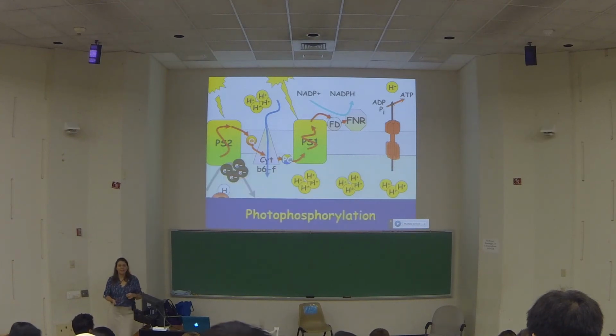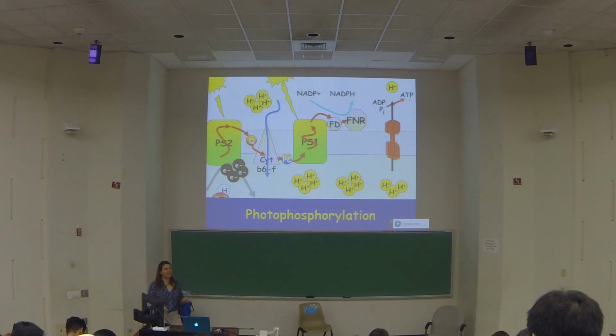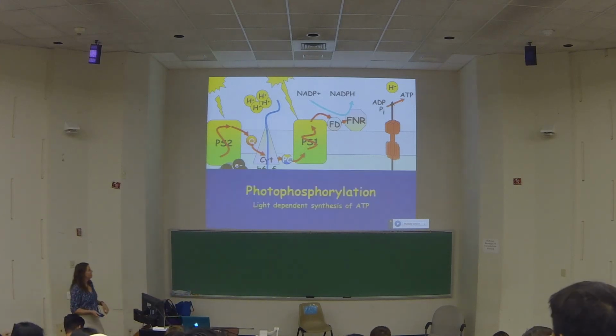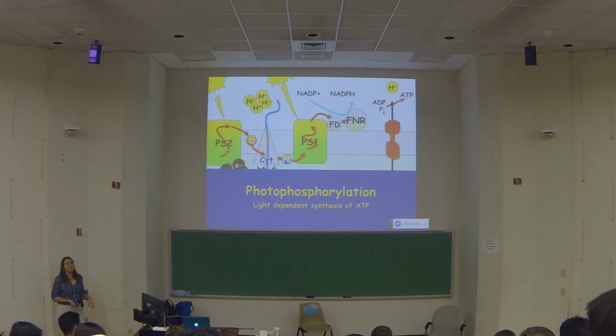The other process, photophosphorylation. What is it that we're phosphorylating? ADP to ATP. Photophosphorylation, the light-dependent synthesis of ATP.